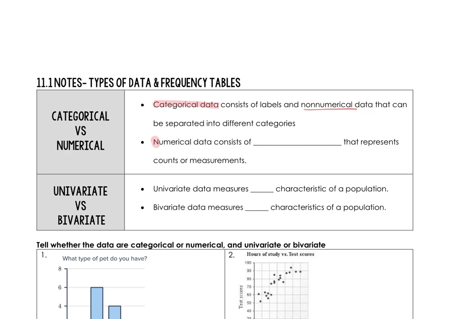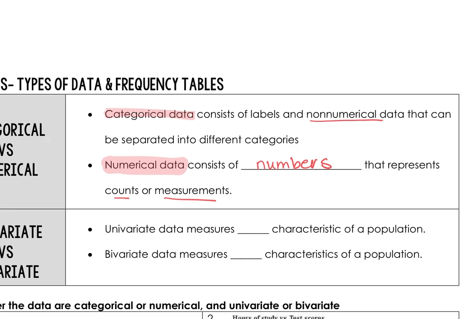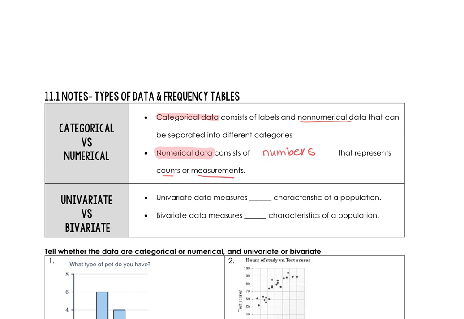Whereas numerical data consists of numbers that represents counts or measurements. So if things can be measured or things can be counted, then it's going to be numerical, okay? Hours of sleep you get in a night, number of feet that you walk to whatever. Anything that can be measured or counted, that's going to be numerical.